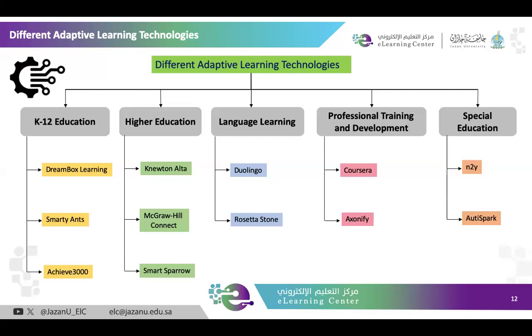While we're talking about adaptive learning technology, there are different kinds of technology and tools according to the education level, like K-12 education, higher education, language learning, professional training and development, and special education. So we do have different kinds of tools. You can say there are different platforms available, and you can explore these platforms according to the level of education.